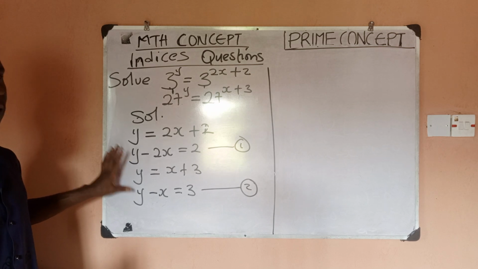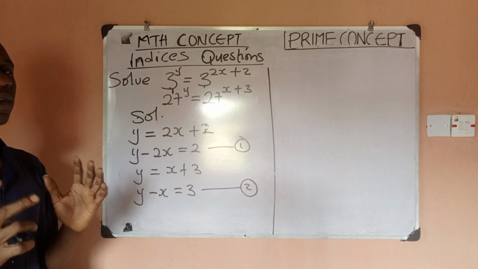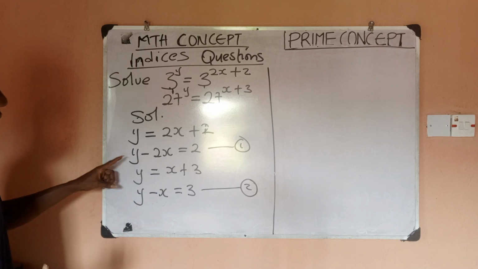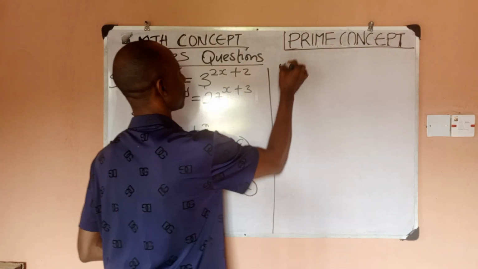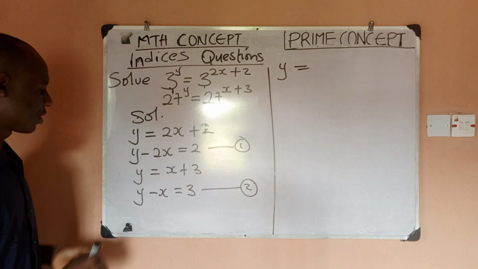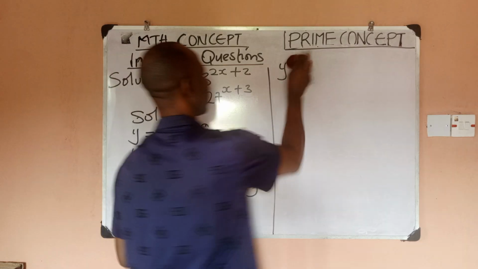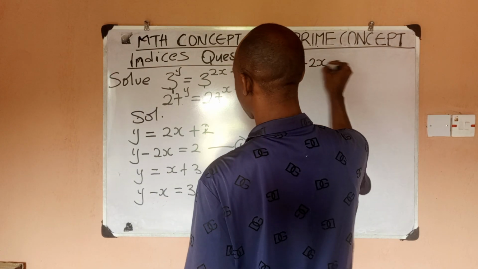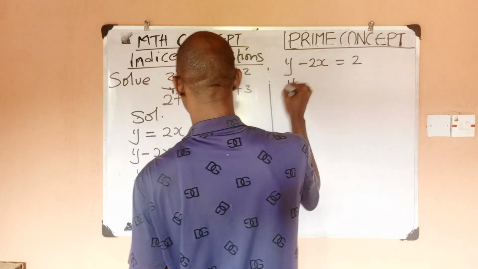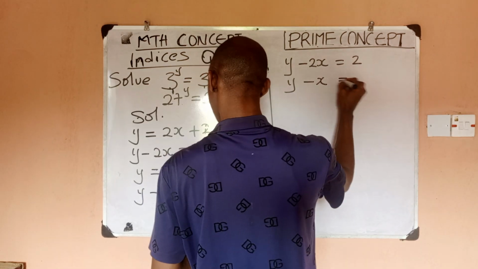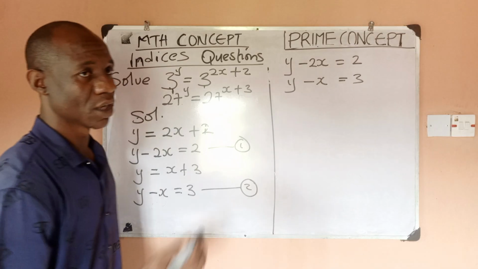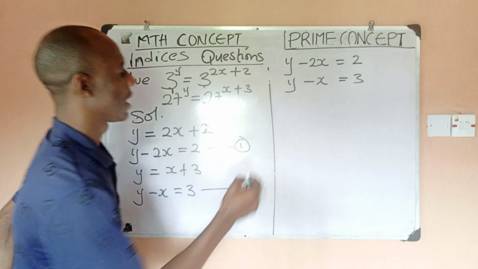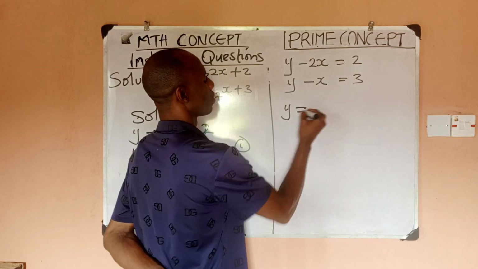So how do I solve this simultaneous equation under exam condition without calculator? Very fast. I'll show you a simple way. I want to solve for y. Let me write out these equations again together. I have y minus 2x equals 2, and then I have y minus x equals 3. We can use substitution, elimination, and so on, but let me show you another method that can help us solve it very fast. So I want to solve for y.